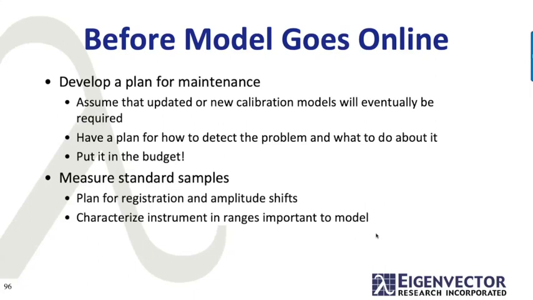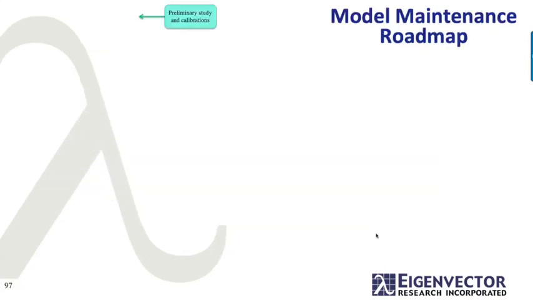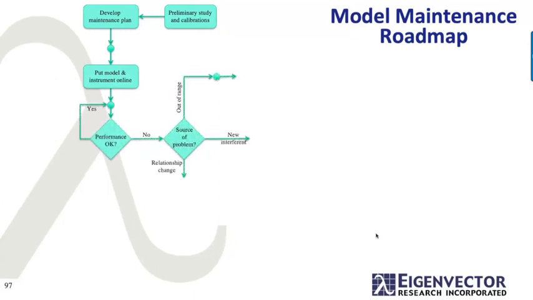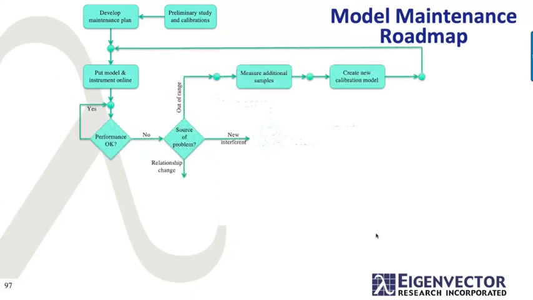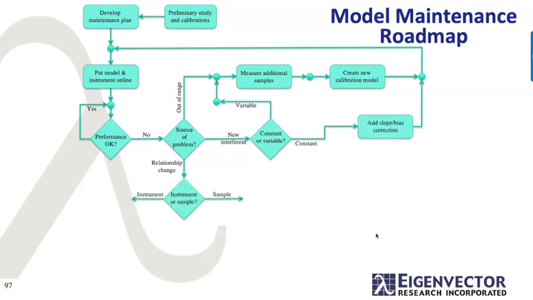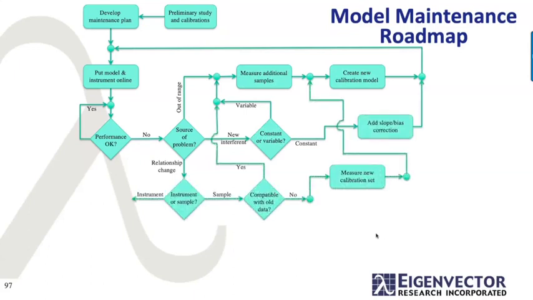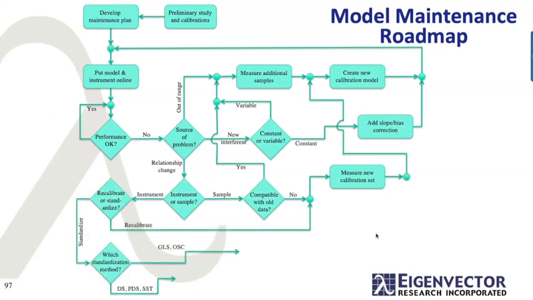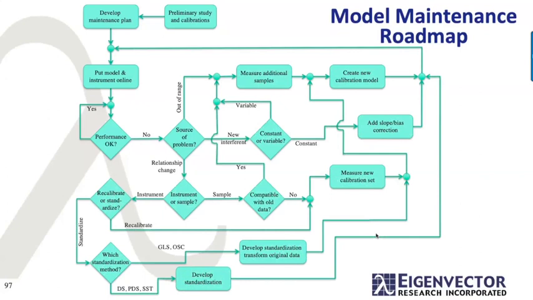Also, it's really useful to measure standard samples on those. Plan for registration or amplitude shifts. Characterize your instrument in the ranges important to the model. And this was my model maintenance roadmap that I developed some years ago. And I won't go through the whole thing, but there is quite a few steps and questions that you can ask yourself about what is making models go wrong, and then there are different things that you can do in order to fix them. And it's probably no surprise that we offer a course on model maintenance.